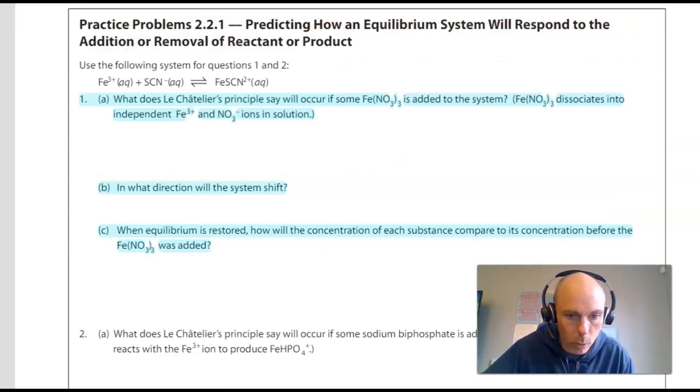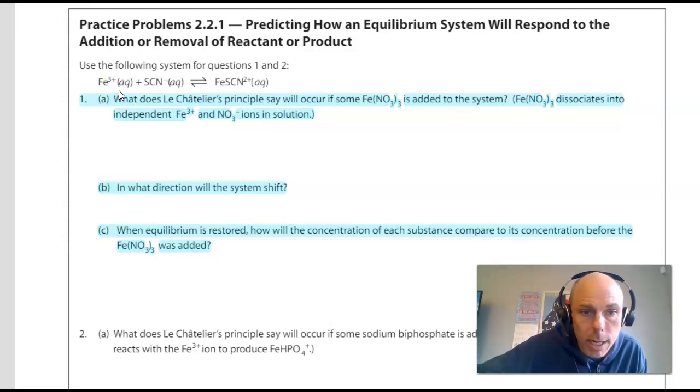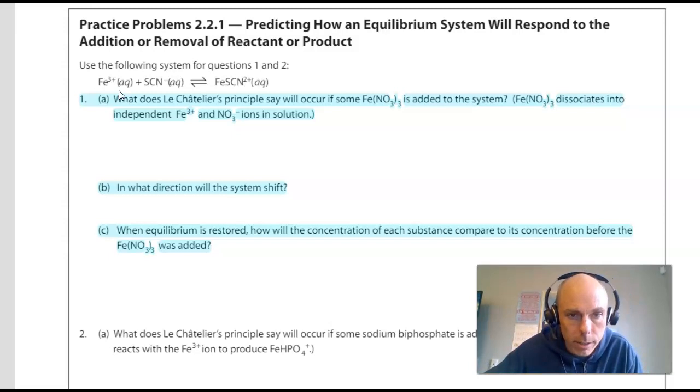I flip my page. I'm on 118 of the ebook, or 110 of the textbook, looking at practice problem 2.21 here, highlighted in blue. I recommend that you try this on your own. Pause the video, read through question 1A, B, and C, answer this in your book, and then come on back and see how your answers compare to mine.